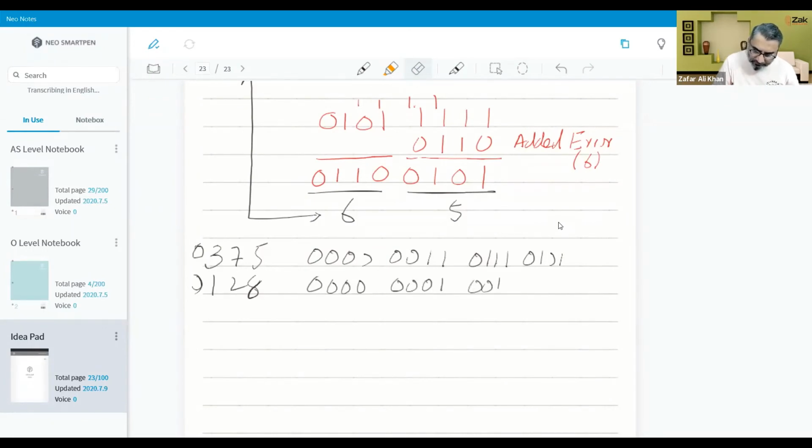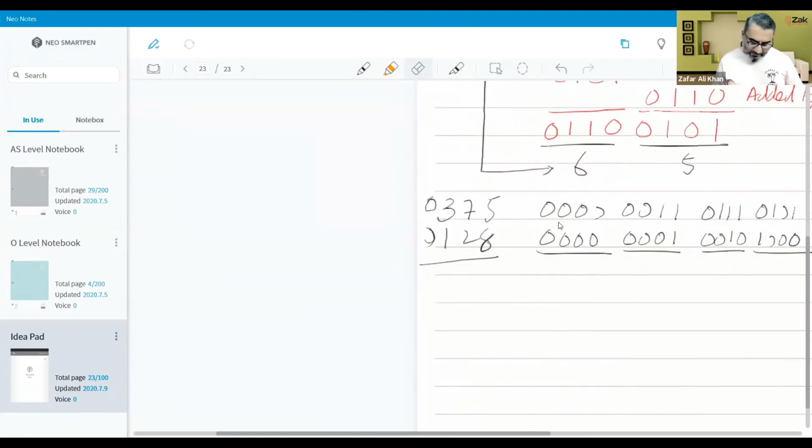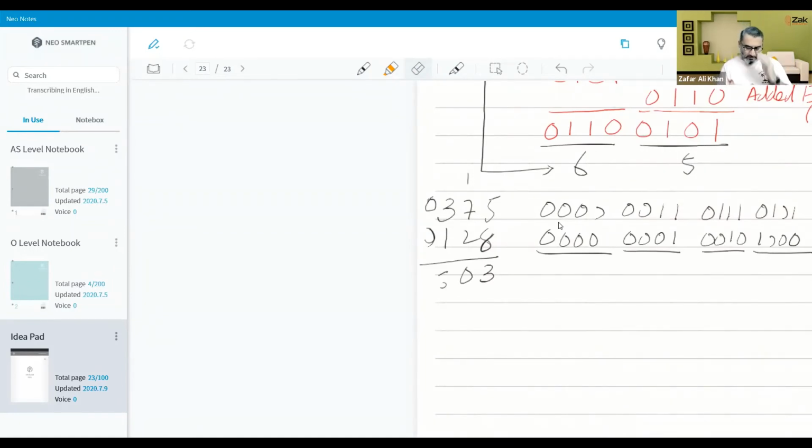2 and 8. This is 4 bits now. Let's add all of them. So what we are expecting: 8 and 5, 13, 7 and 1, 8 and 9 and 10, 3 and 1, 4 and 5. Yes, 503. This is what we are expecting.